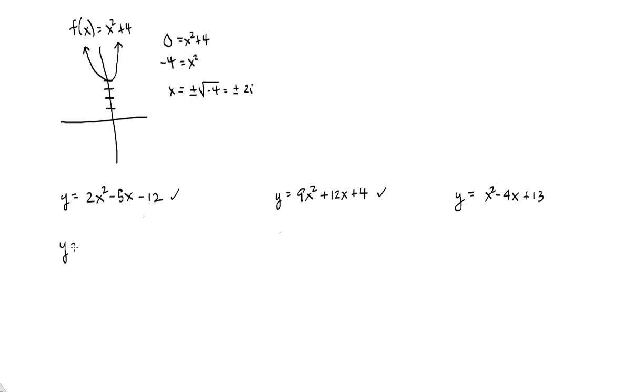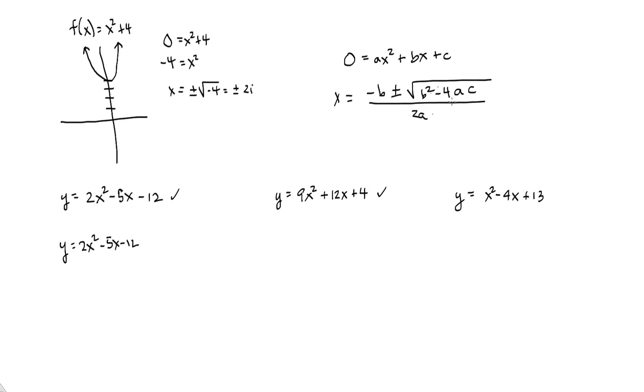Let's start with y equals 2x squared minus 5x minus 12. Let me remind you what the quadratic formula is. The quadratic formula says that if we have a quadratic equation in standard form set equal to 0, then x equals negative b plus or minus the square root of b squared minus 4ac, all over 2a. That's the formula we're going to use for these three equations. We're going to set each one equal to 0 to find the zeros, and use the quadratic formula to determine the solutions. As I said, two of them you could do more easily by factoring and the zero product property, but we're going to show this with the quadratic formula.